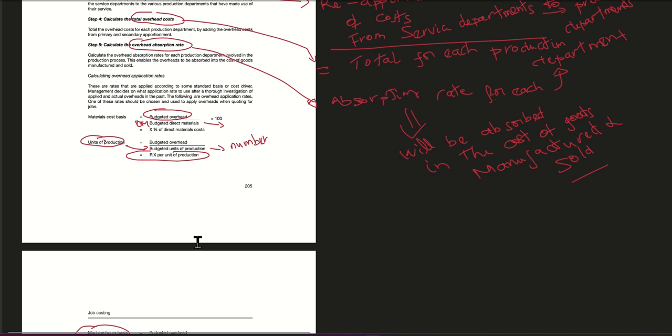Units of production. If you are told that the unit of production is the basis, what you need to do is take the budgeted overhead, which will be the total amount of overhead given to you, and divide it by the budgeted units of production. All right, very simple. That will give you an X rand amount per unit of production.